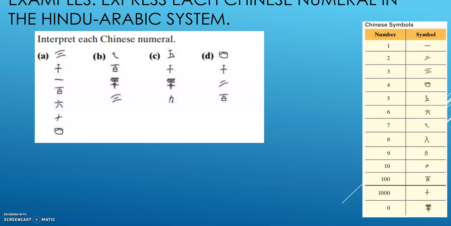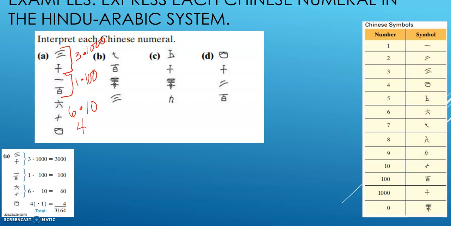Express each Chinese numeral in the Hindu-Arabic system. So looking at letter A, look at them as pairs. The 3 lines is the 3, and then that second symbol is the 1,000, so it's 3 times 1,000. And then we have the single line, and then the 100, so that's 1 times 100. We have the 6 times 10. And then we have the 4. So 3,000 plus 100 plus 60 plus 4. The number represented is 3,164.